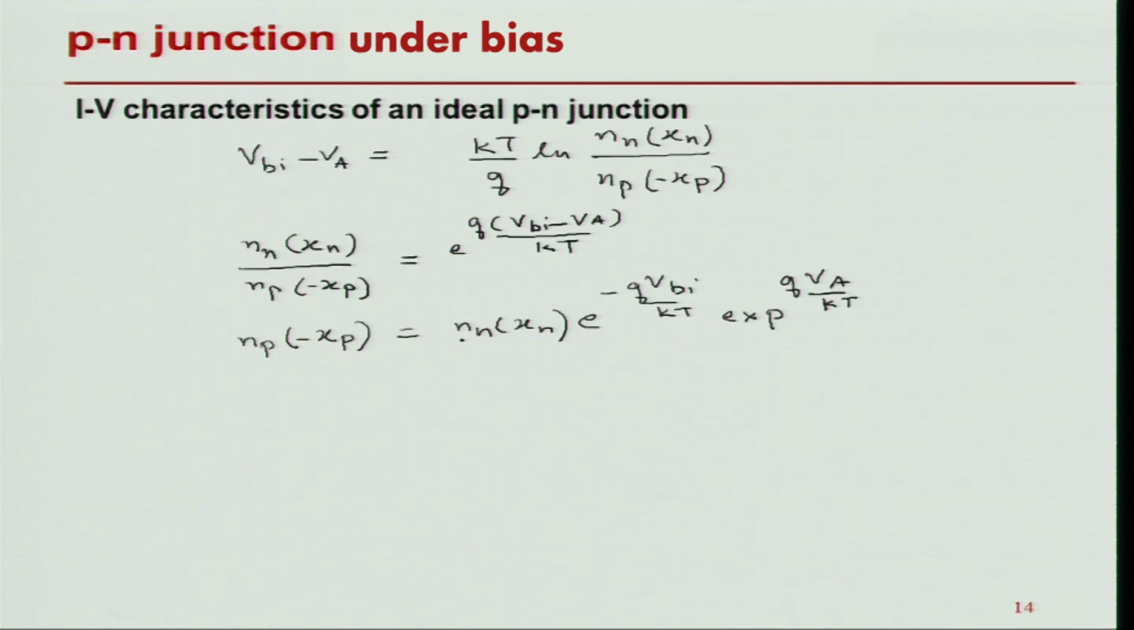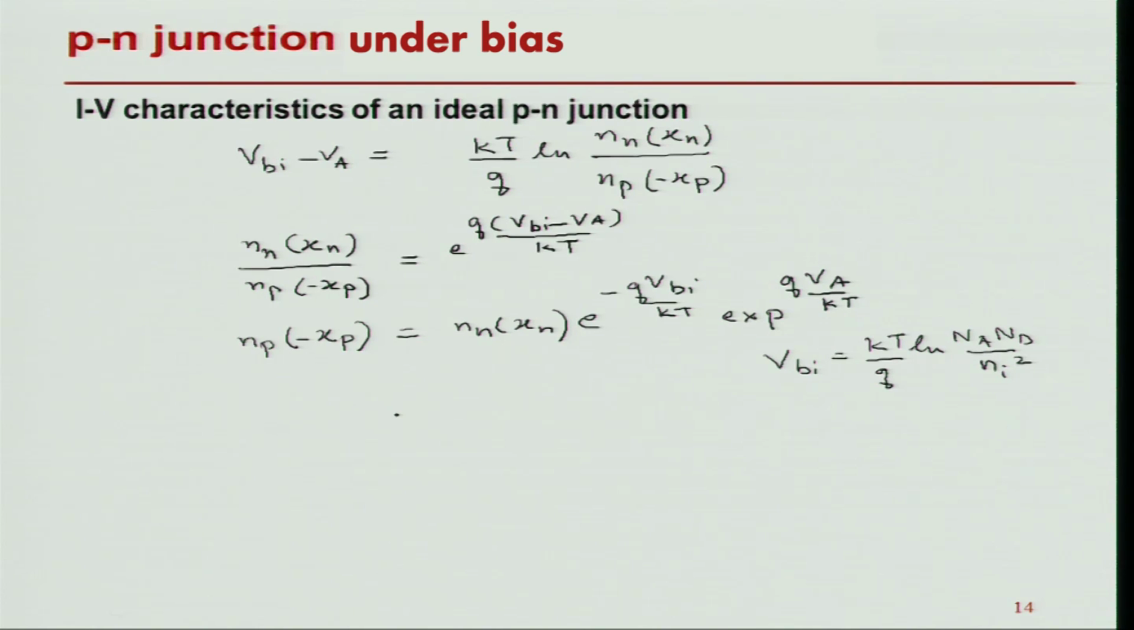Now, the electron concentration in n type at x n is nothing but the majority concentration in n type. Earlier from electrostatics we had a relationship for V B I. We can write the built in potential in terms of the carrier concentration on the two sides. That expression was V B I equals k T by q ln of N A N D over n i square, but N A N D, in the approximation that we assumed that all the donors are ionized, is nothing but n in n and p in p.